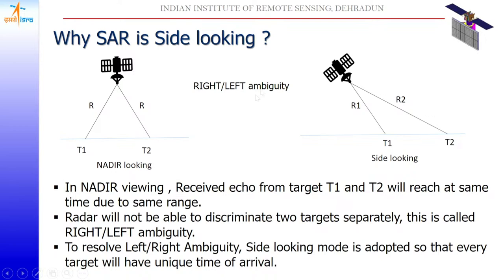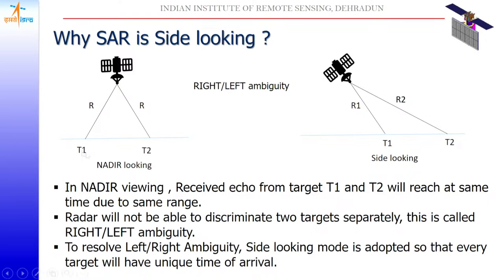So now if the SAR is side looking, you can see these two targets will have different ranges. It has the R1 range and the R2 range. By using this side looking concept, we can remove this right-left ambiguity because each target has a unique range, and with the help of the SAR time delay concept, we can distinguish each target because each target has a different range.